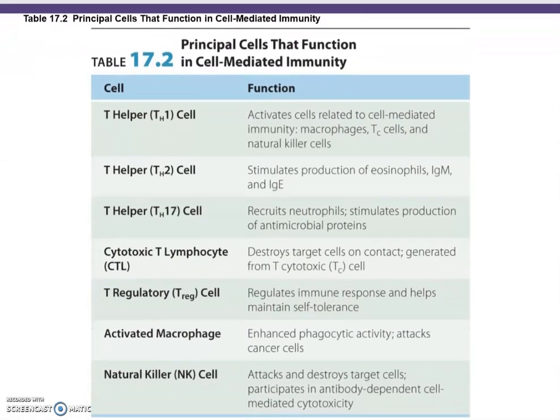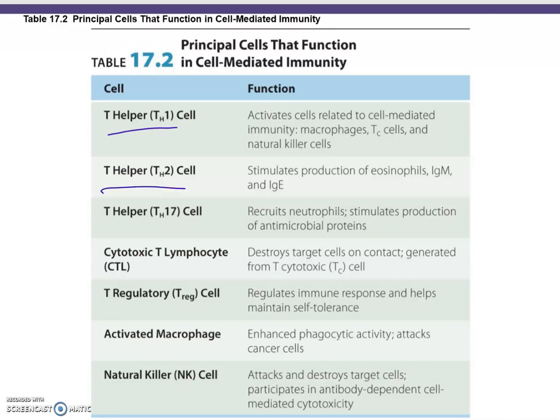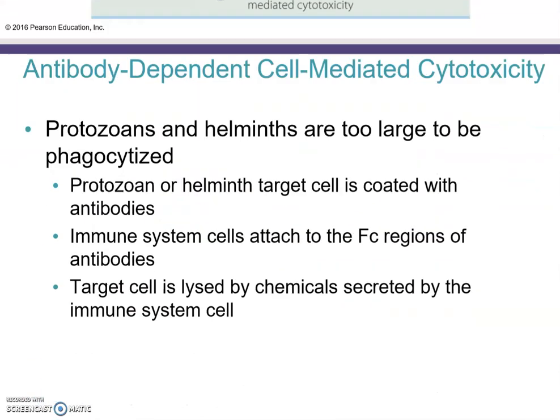So here is a summary of cells that function in cell-mediated immunity. You have all of these T cells, helper T cells in various forms right here. Cytotoxic T cells, regulatory T cells, and you've activated macrophages and natural killer cells. And so you can use this chart right here, this table, to study.